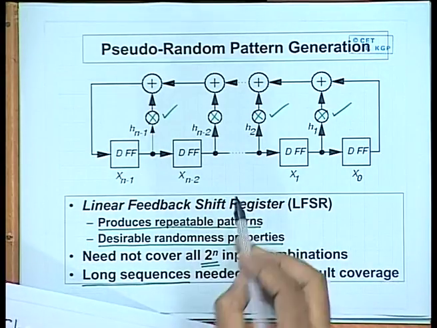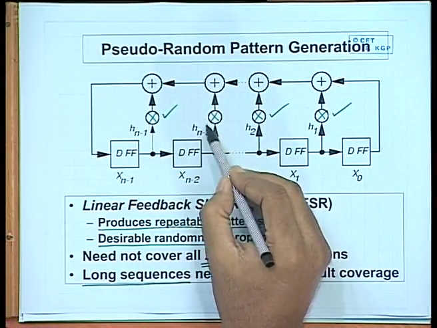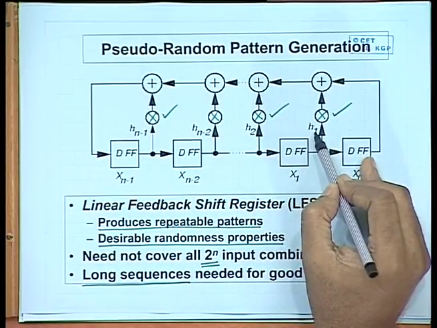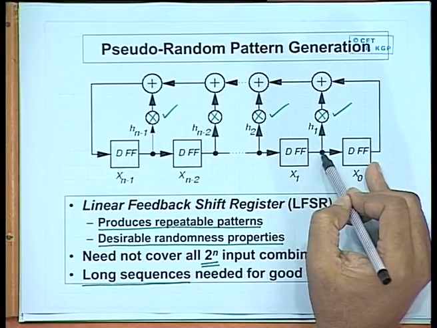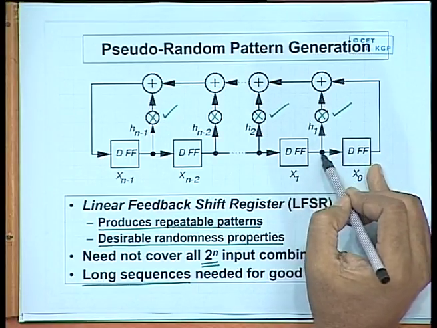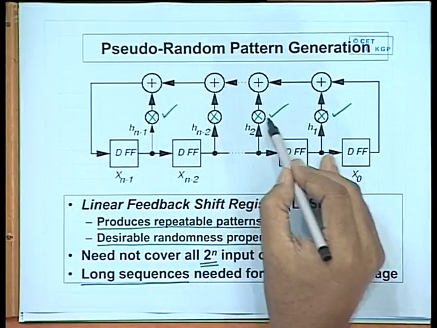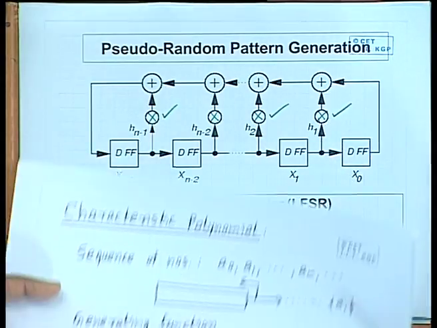Here we had said that the outputs of the LFSR are fed back through some blocks H1, H2, Hn. Now, these Hs can be 0 or 1. If it is a 0, it means that there is no connection. If it is a 1, it means that this is connected. These are simple multipliers. It multiplies with either 0 or 1. So, either this is present or not present.